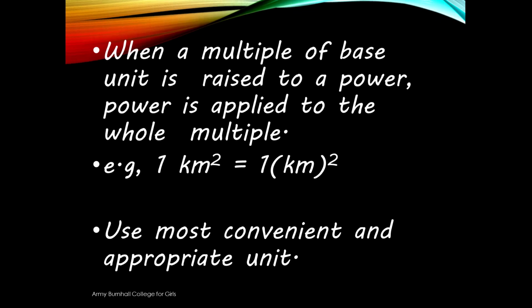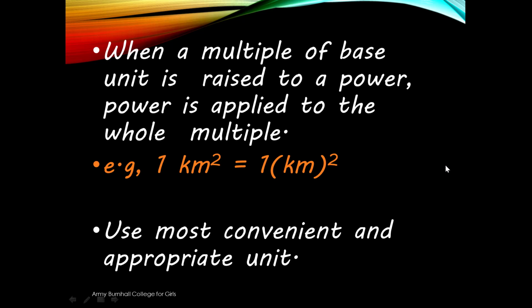When a multiple of a base unit is raised to a power, the power is applied to the whole multiple. For example, if we are writing 1 kilometer square, the square is not only applied on meter, but it is also applied on kilo. So it is basically 1 kilo square meter square. It is not only 10 raised to the power 3, but it is 10 raised to the power 3 square, which will give you 10 raised to the power 6. So we say that when a multiple of a base unit is raised to a power, the power is applied to the whole multiple.